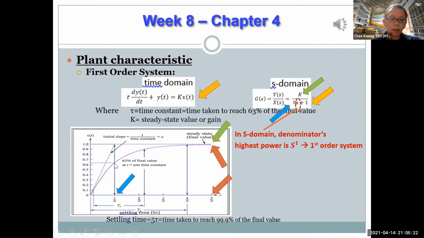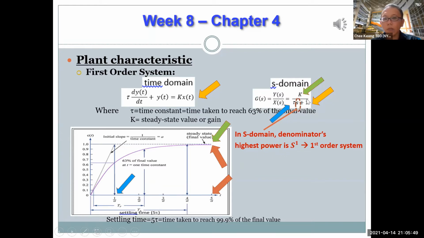So at the point when the values of this curve reach 63%, we say that this is one time constant, right? 63% of its final value. We measure down, and the time from 0 to this time constant is what we call tau, and tau is basically the time constant, and it is also reflected in your generic equation as tau s plus 1.